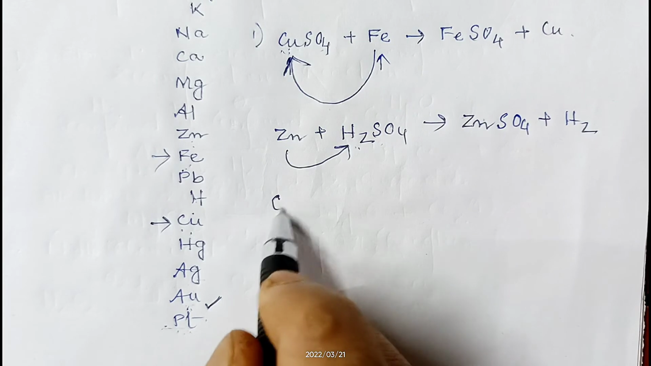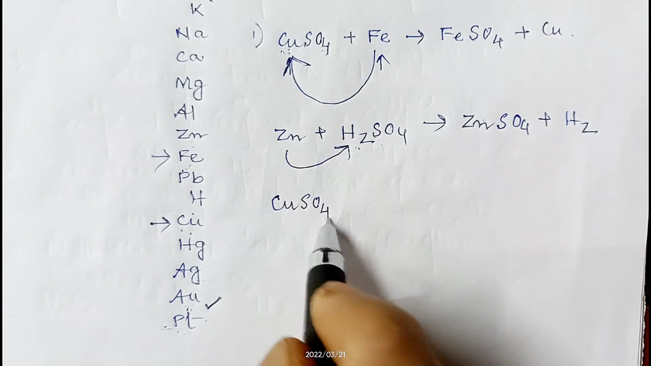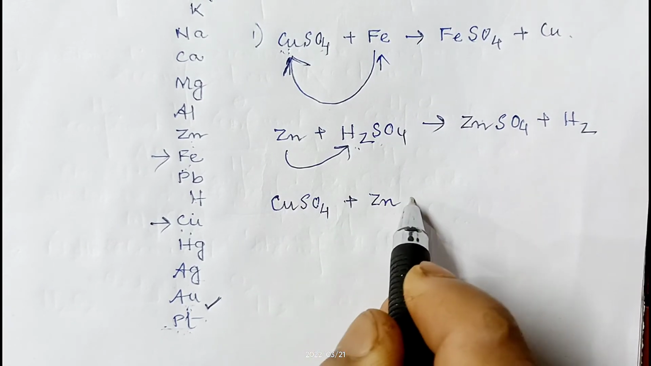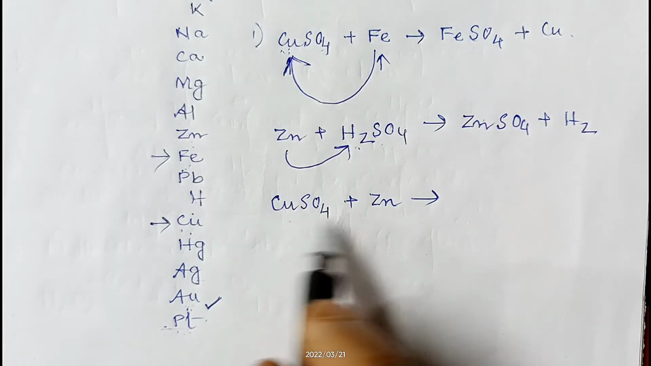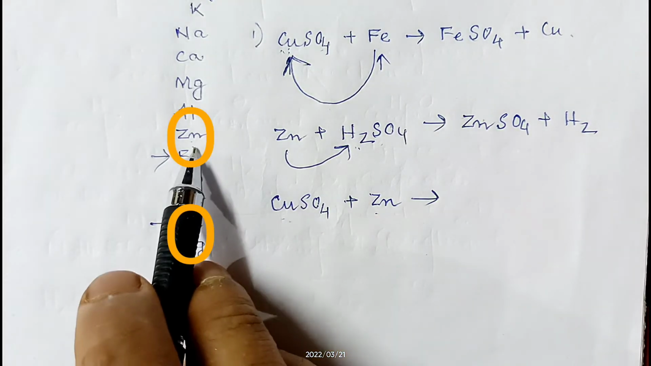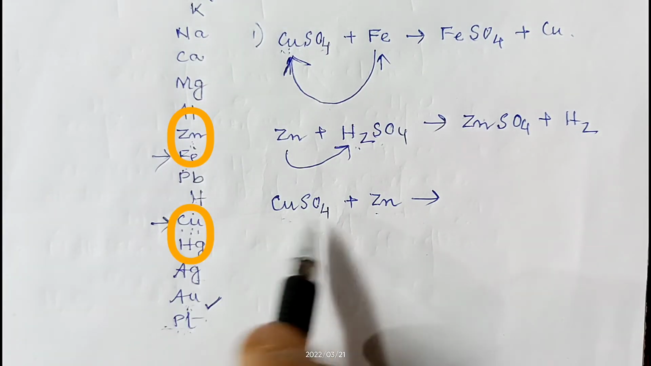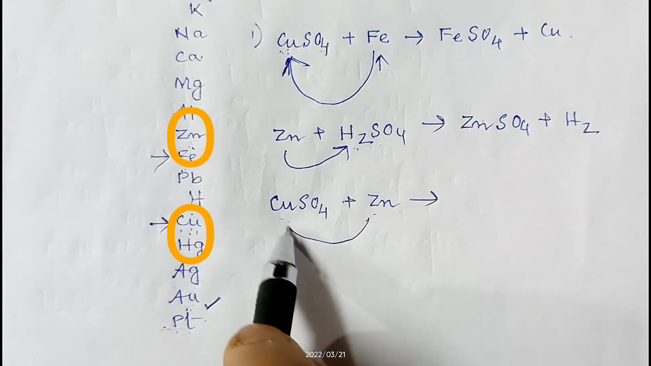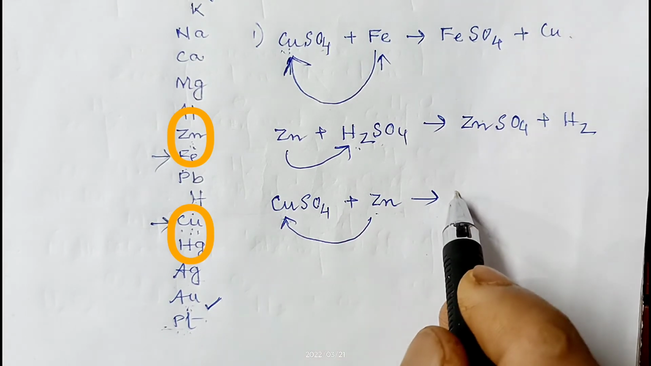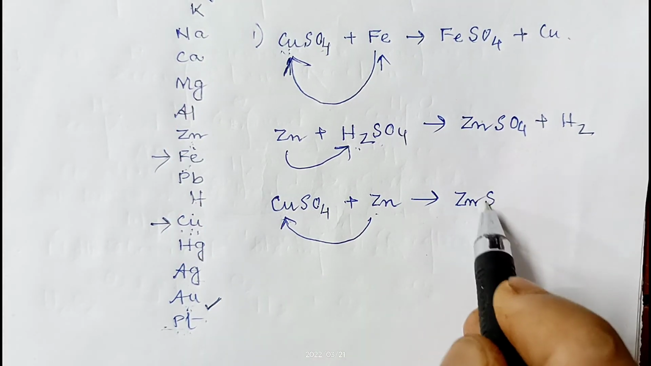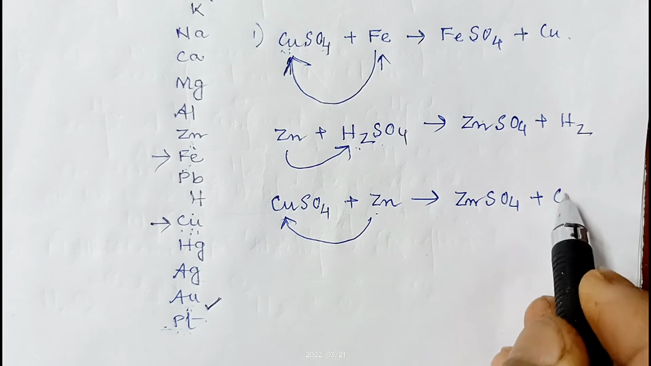If you consider copper sulfate and zinc, now out of copper and zinc, which is more reactive? This is zinc, this is copper. So zinc is more reactive than copper. So zinc is going to displace copper from its solution. So as a result, we are going to get zinc sulfate plus copper.